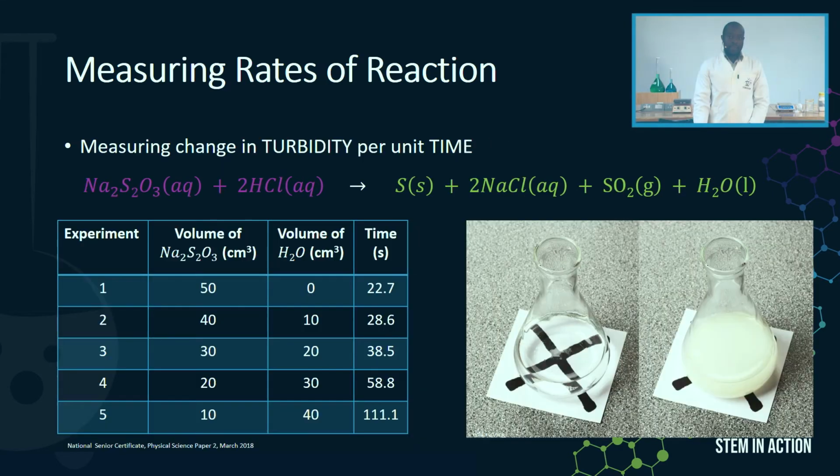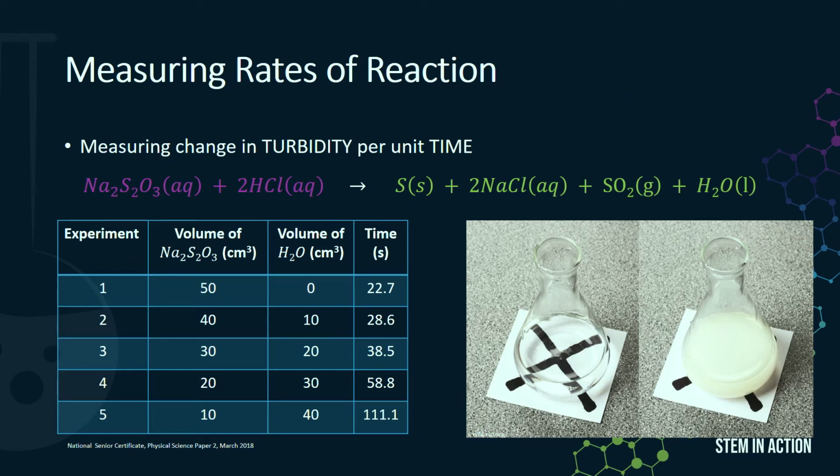So our third method is called measuring change in turbidity per unit time. There are some reactions whereby when you start the reaction, you start with a clear solution, and as the reaction progresses, your solution becomes less clear. And turbidity is simply a measure of how clear a solution is. So we say that a solution is turbid when it is not clear or cloudy.